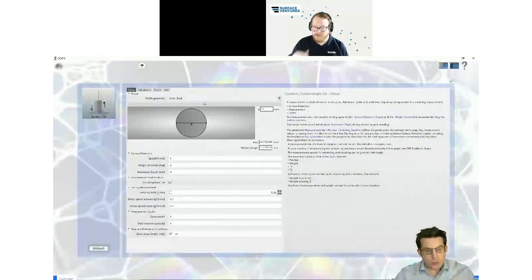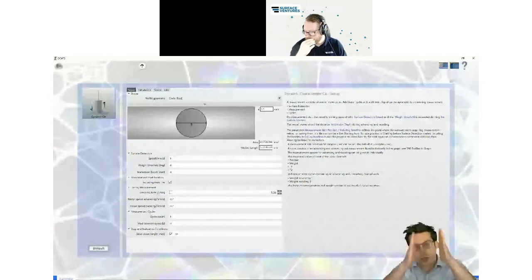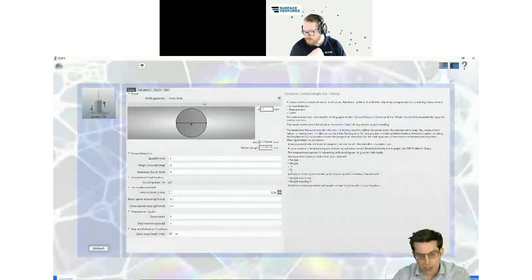Okay, so what we need to do now is type in the geometry of our tooth implant. You have seen this implant, it has a little bit of a conical shape, but we want to measure the wettability on the relatively linear part of it.